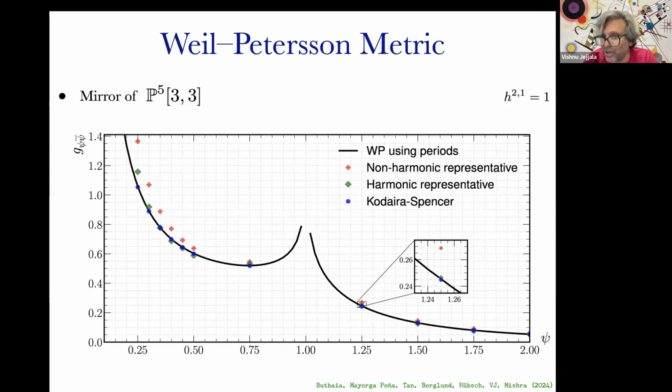So the same plot I showed previously, but I've included these blue, green, and red dots on the plot. The red dots correspond to using a non-harmonic representative. The green dots are the machine-learned harmonic representatives, and the blue dots are the Kodaira-Spencer points. So the machine-learned points work better than just choosing some representative, which is not necessarily harmonic, but the Kodaira-Spencer calculation is best in the standard embedding in matching the known results in the period integrals.